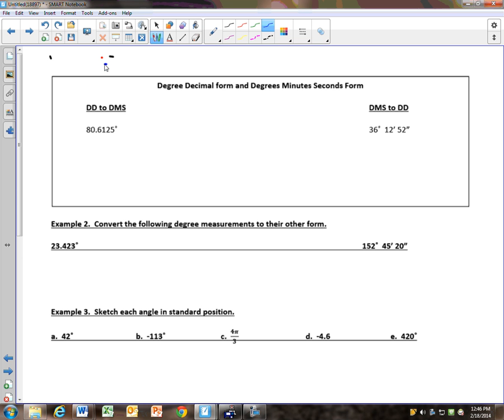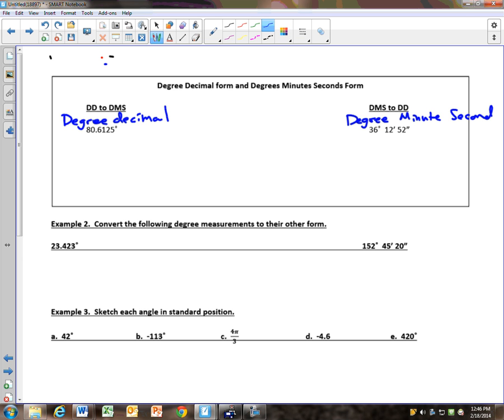This is an example of degrees decimal right here. And this is an example of degrees minutes seconds. You can see it's listed out each time. So degree decimal, we want to convert that to degrees minutes seconds. Then here degrees minutes seconds, we want to convert that to degree decimal. We got to convert back and forth.